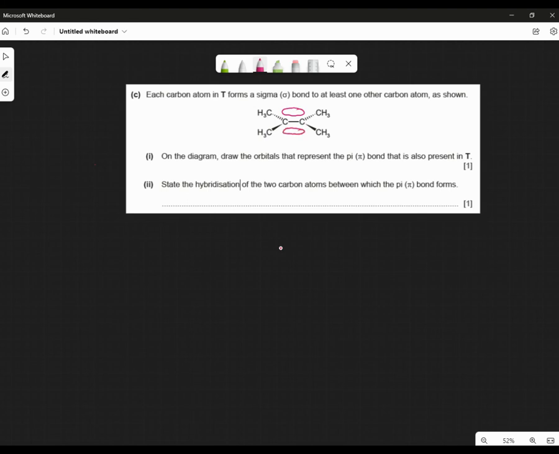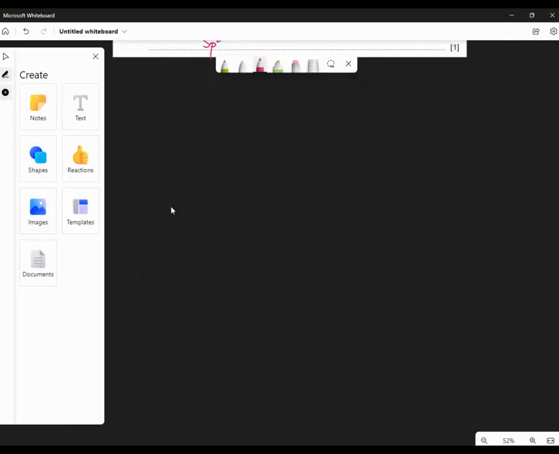All right, state the hybridization of the 2 carbon atoms between which the pi bond forms. Well, it's trigonal planar, isn't it? There's 3 electron directions, so it's going to be sp2. All the answers seem to be sp2, to be honest with you. Let's have a look at another one.